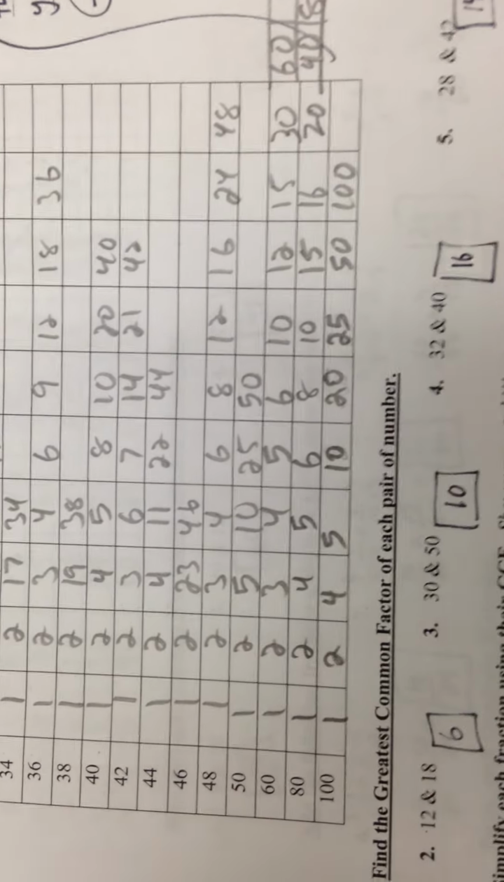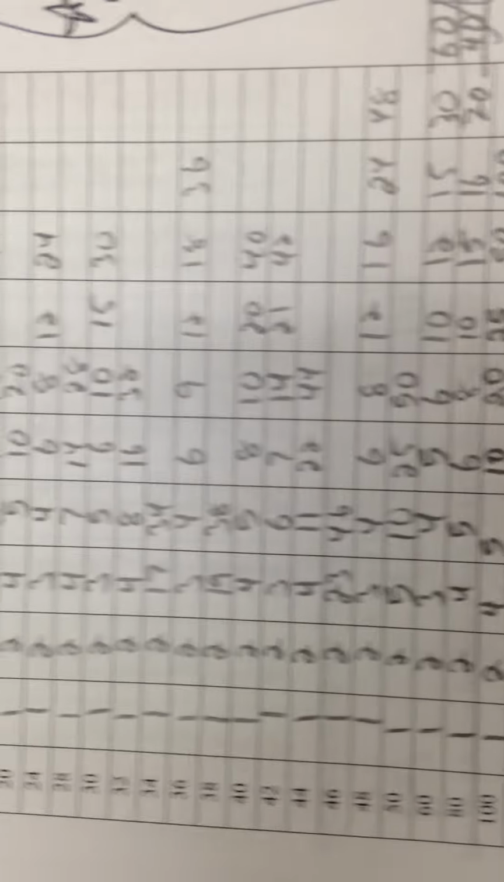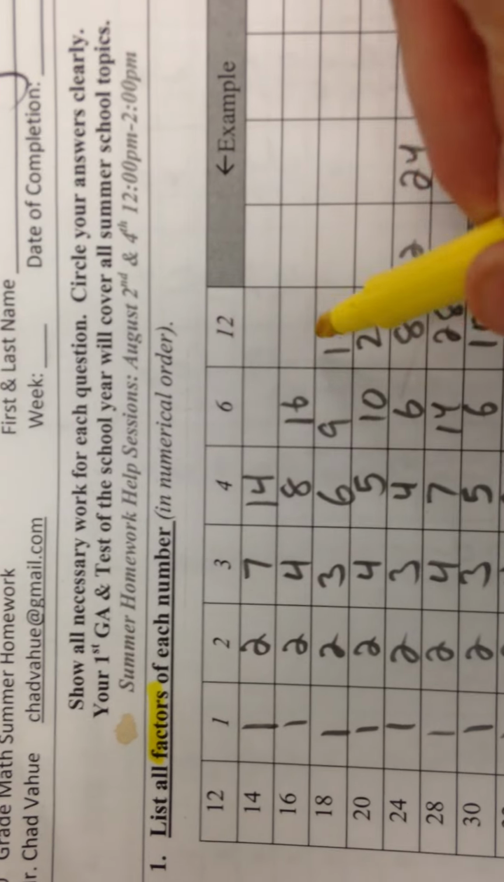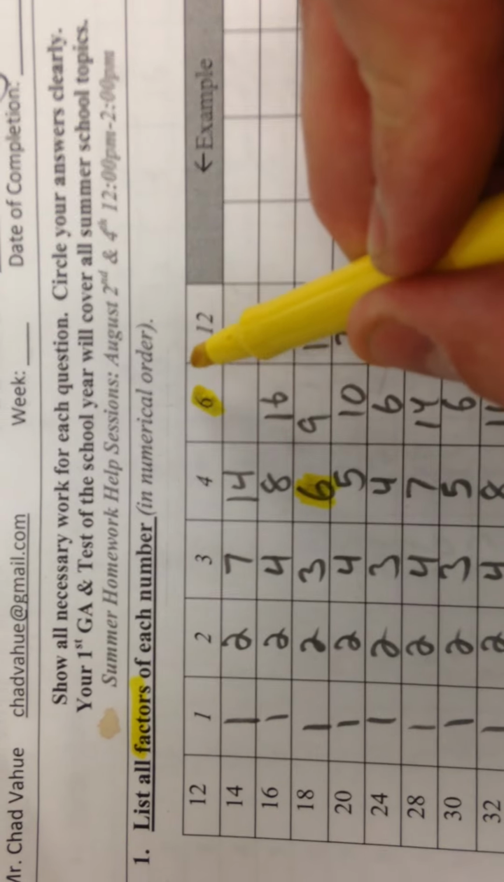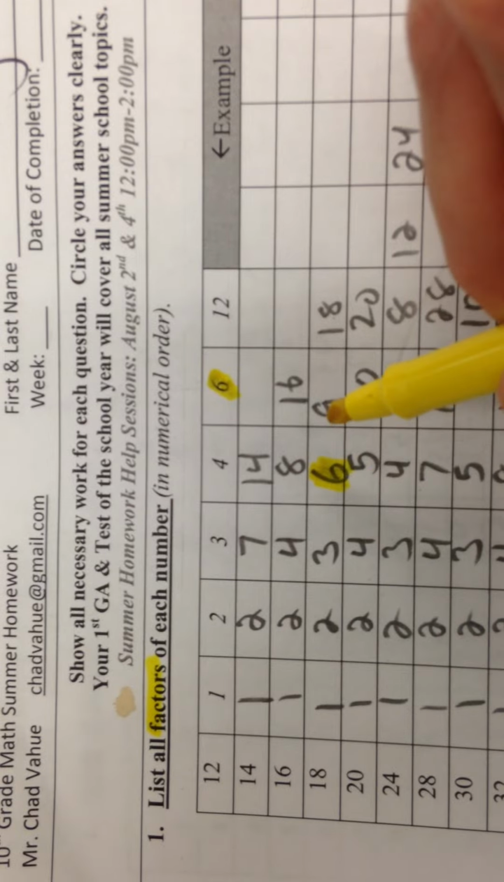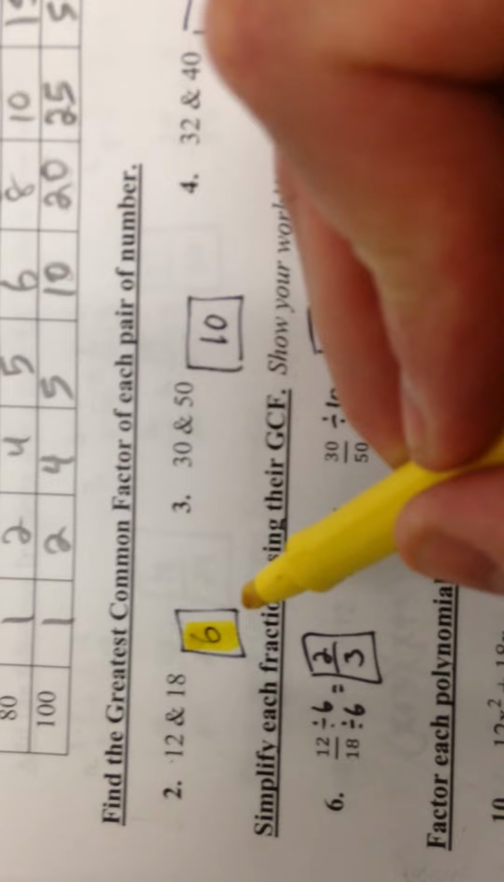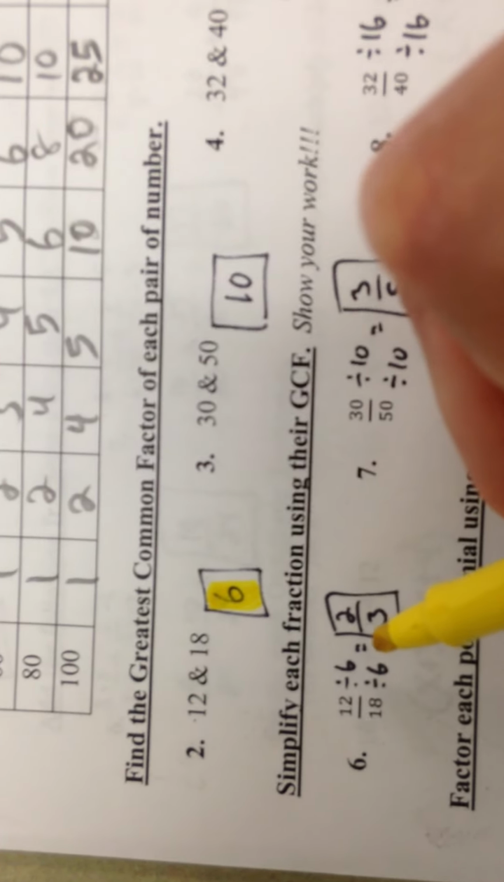Down here, then, we could find the greatest common factor between two numbers. So for 12 and 18, if we go back up, we see that both 12 and 18 have a 6 in them, and that would be the largest number in the factors of 12 that is also in the factors of 18. So we use the greatest common factor to do such things as simplifying fractions.